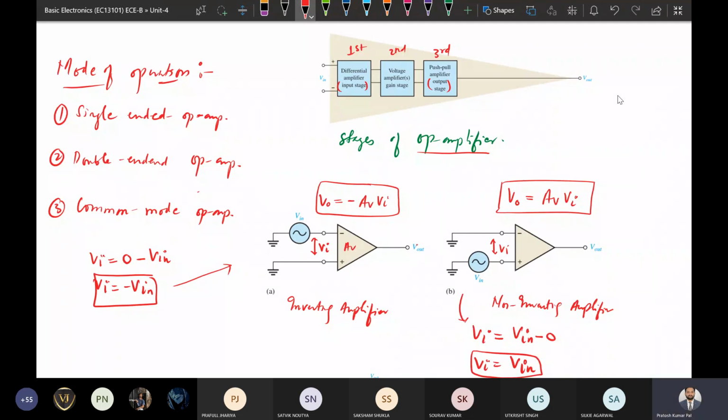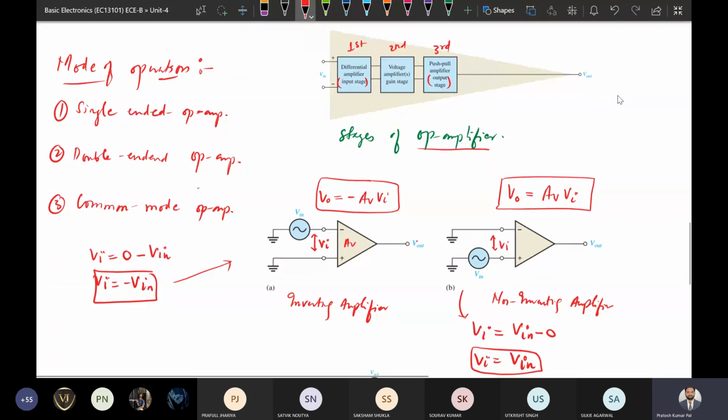With respect to that, the output has been defined. The basic idea is that V output equals the gain multiplied by V input. In case of inverting, V input is minus V in, so the output is minus gain times V in. Similarly, in case of non-inverting, it will be plus V in. So this is the single ended.